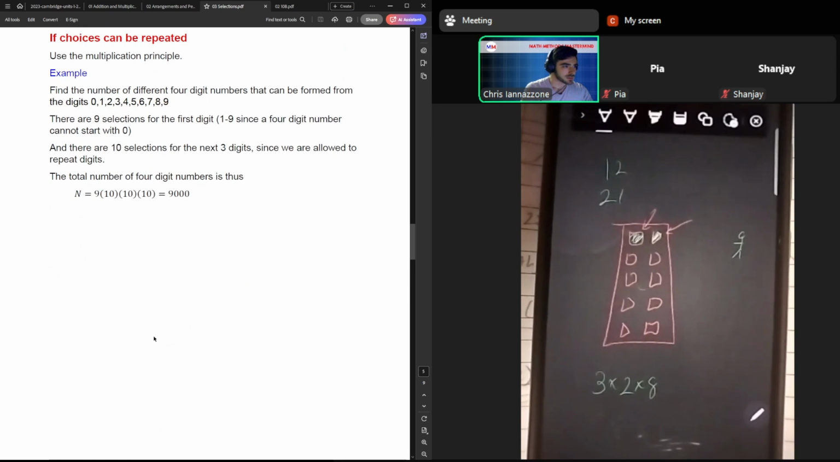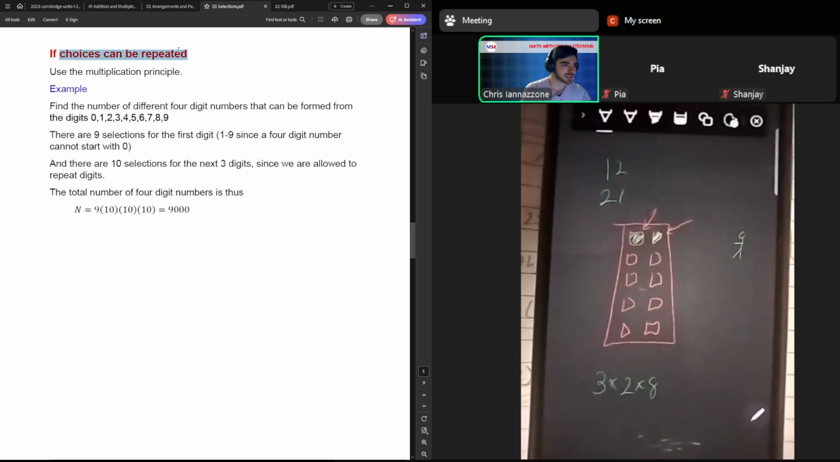We're going to have a look at a few examples. So here's an example of where choices can be repeated. We want to find the number of different 4-digit numbers that can be formed from all the digits that we have access to. How many 4-digit numbers can you make from 10 digits, essentially?